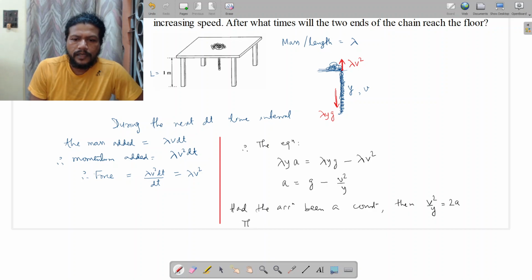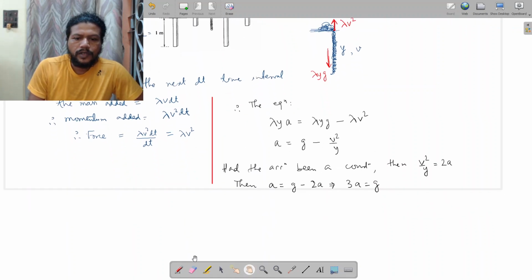And plugging it back in the previous equation, we would have got a equal to g minus 2a, giving us 3a equal to g, which gives us a equal to g by 3, which is indeed constant. So that implies that our assumption is valid.